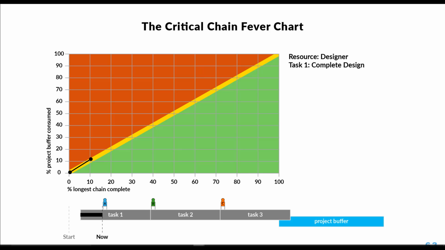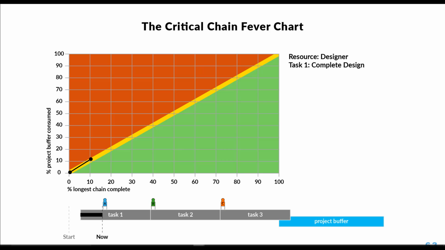This is our first checkpoint. The designer, resource A, shown in blue, is working on task 1, complete design. We put our instruments into the work and note that 10% of the chain has been completed, as shown by the thick black bar running through the middle of task 1. At the same time, we monitor the fact that around 10% of the buffer has been consumed. This means that we're running in the high performance zone.